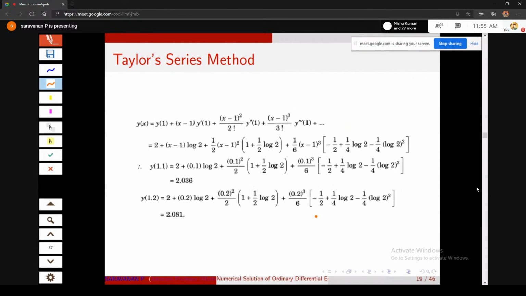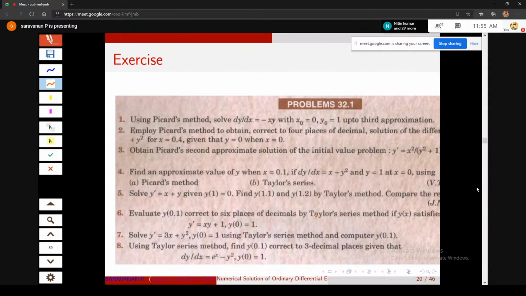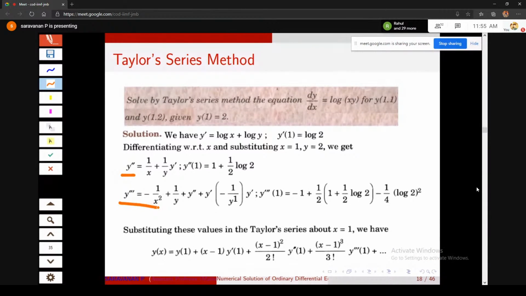Okay. So in Picard method, what is the problem? The problem is with integration. In Taylor series method, the problem is with differentiation. Okay, because we have to differentiate it successively. If the function is simple, then fine. Suppose the function is complicated, finding derivative will become difficult. Okay, so in that case, we have to look at some other method where neither differentiation nor integration is involved. Okay, so that method is nothing but Euler's method and modified Euler's method.